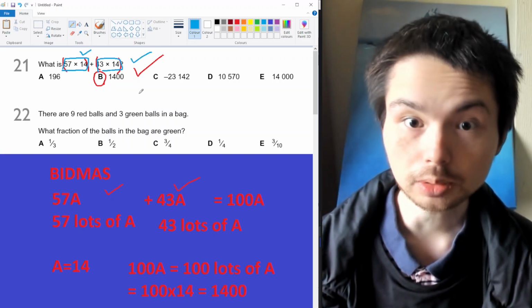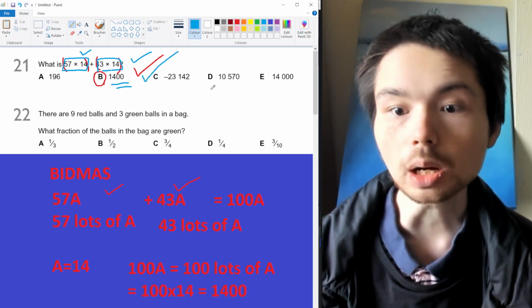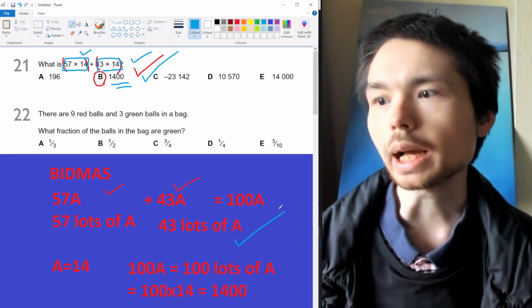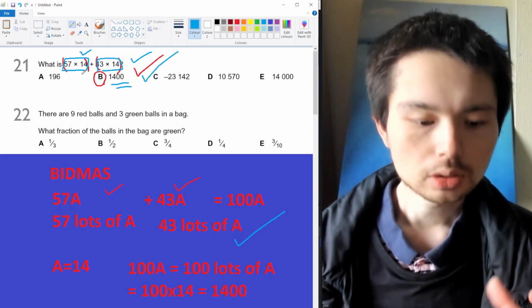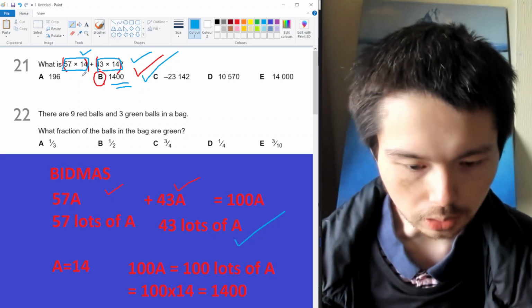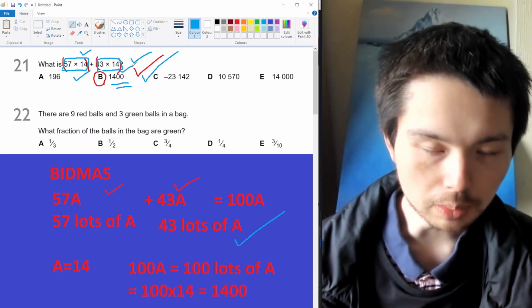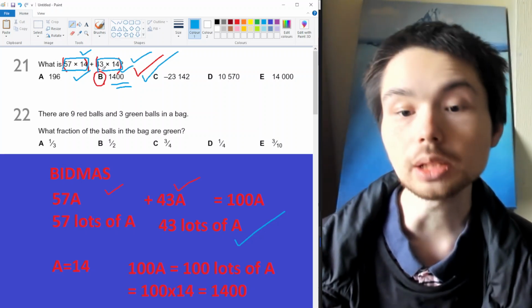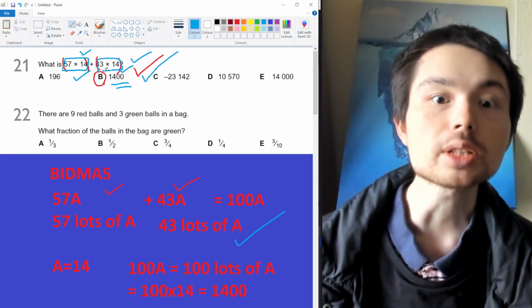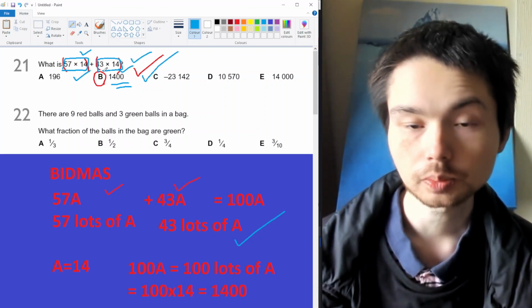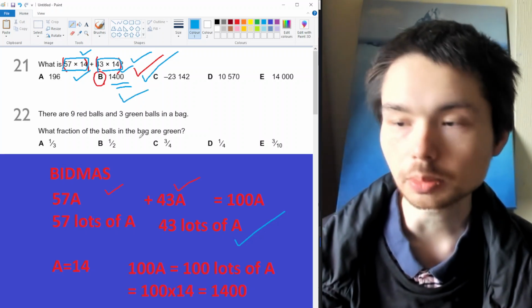Add them together yourself and you're going to get that anyway. But why am I writing it like this? Because that is the trick. The trick is, when you see this kind of question, you just stare at this bit and that bit. What's the common number? 14. So you just add the other two bits together. 57 plus 43 is 100, and then it's just 100 times 14.